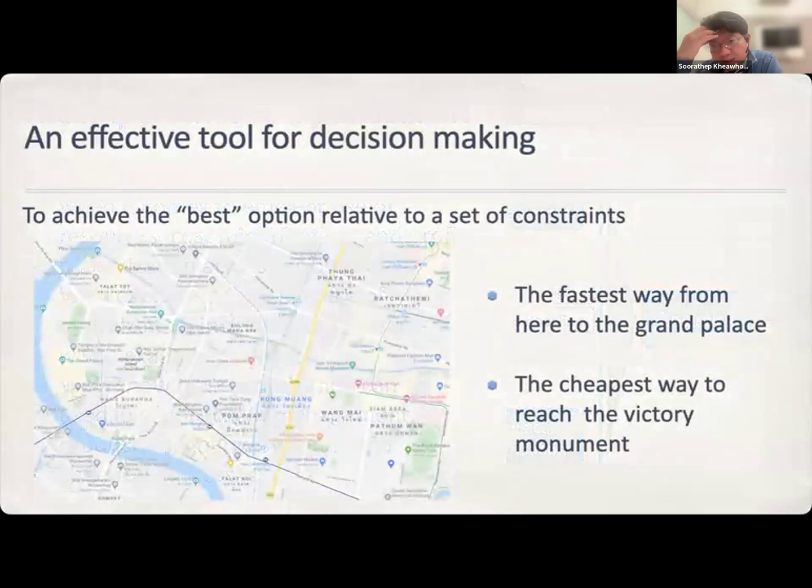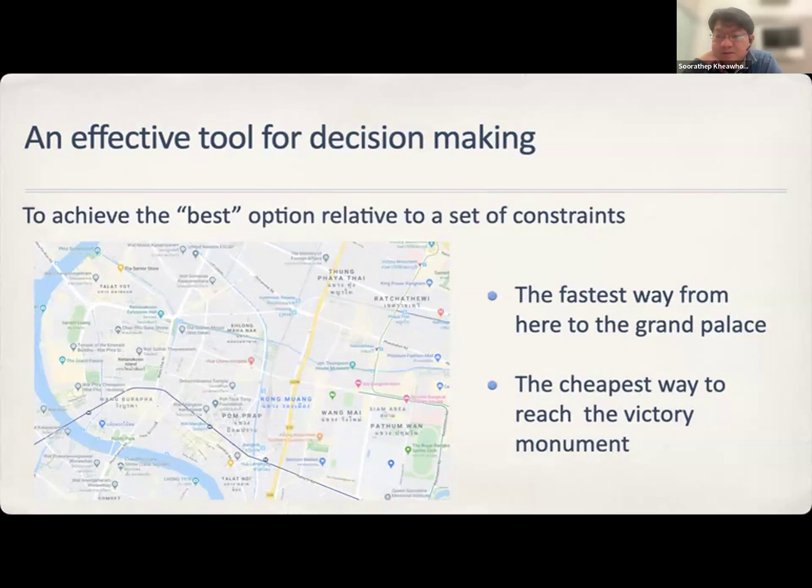Okay, so let us use some examples. I mean, it's a real world problem, of course, but it's not an engineering problem. For example, if you want to go to the Grand Palace, you know the Grand Palace, right? From Chulalongkorn University. This is an optimization problem because you have to make a decision, right?